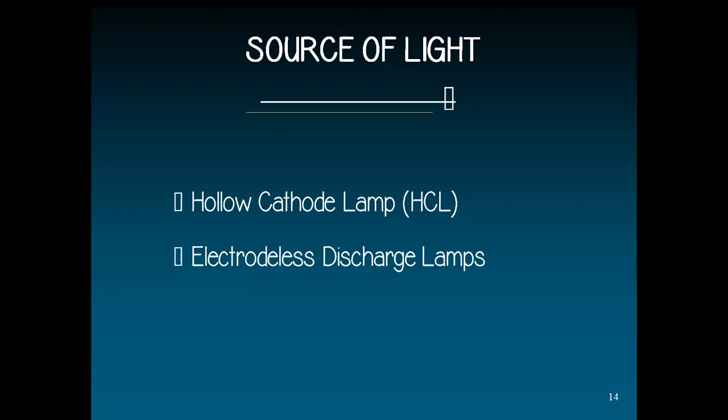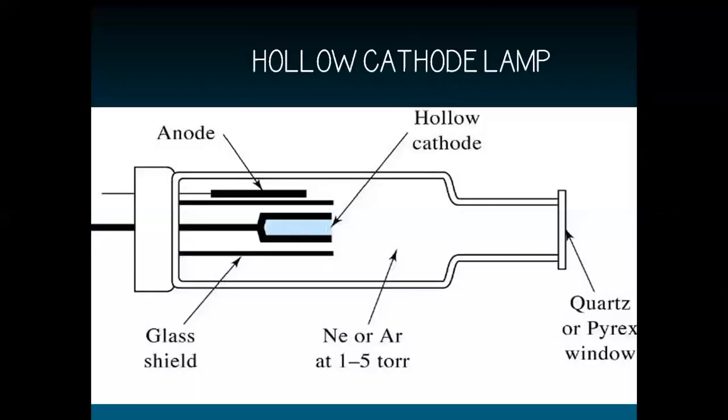Basically, two types of light sources are being utilized in atomic absorption spectroscopy. The first one is the hollow cathode lamp, which we will refer to as HCL; don't confuse it with hydrochloric acid. So first is the hollow cathode lamp, which is the most common source of light, and the second one is electrode-less discharge lamps. This is a comparatively newer technique. Electrode-less discharge lamps are also being utilized.